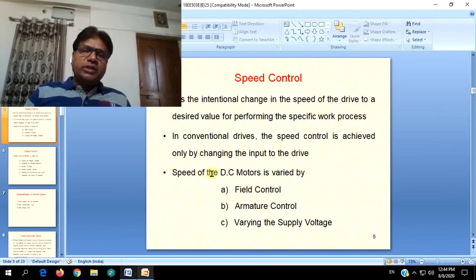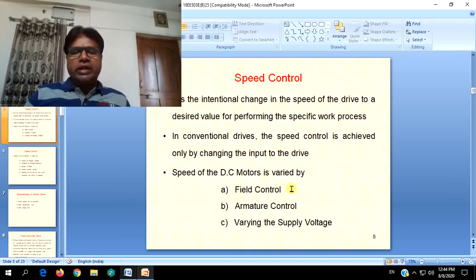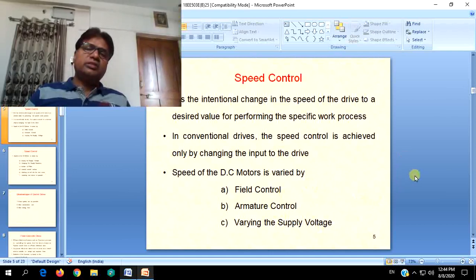In the case of DC motors, speed can be varied by three main methods which are widely known and widely accepted and followed. It is field control, or flux control, or field flux control; armature control, or armature voltage control, or rheostatic control. Next, varying the supply voltage, or just increasing or decreasing the supply voltage itself to the motor. This is in the case of DC motors.